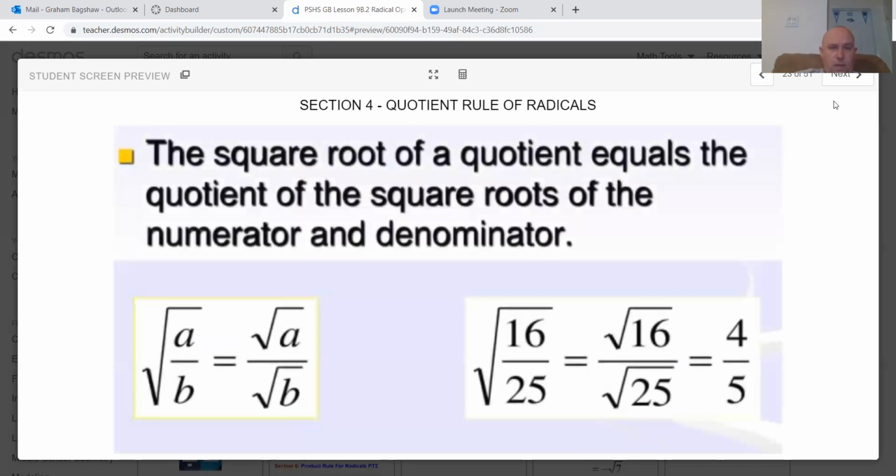All right, section 4 is the quotient rule. So this is talking about division at this point. So when we have the square root of a fraction, basically we split the fraction into two parts. So if it's 16 over 25, we really do the square root of 16 divided by the square root of 25. Work out each one independently, and that would be your answer.